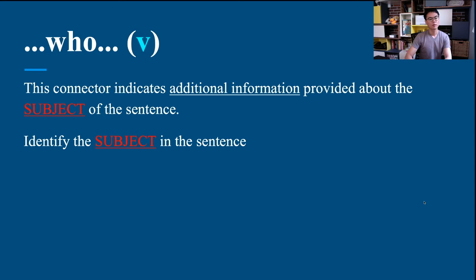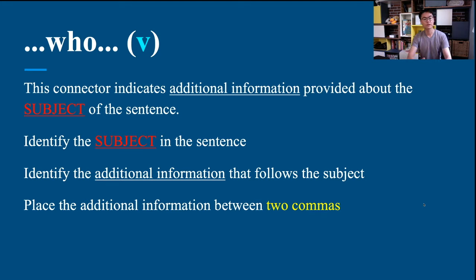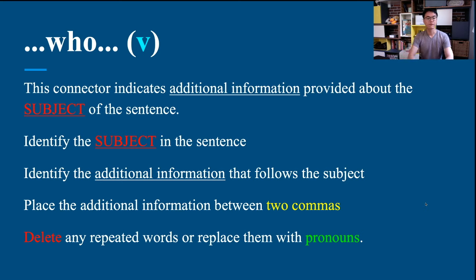Okay, so always begin using the connector who by identifying the subject in the question, right, before you write down the answer. Identify any additional information that follows the subject. I'll model this for you shortly. Place the additional information between two commas. Remember, the two commas that must always follow the use of who. And finally, delete any repeated words or, if need be, replace them with pronouns.